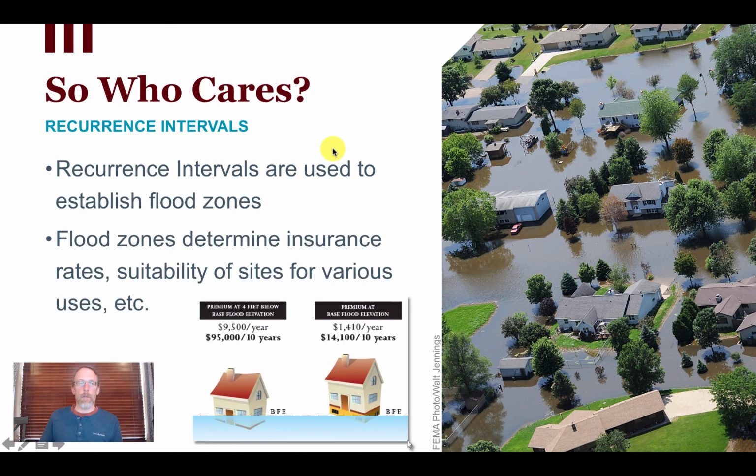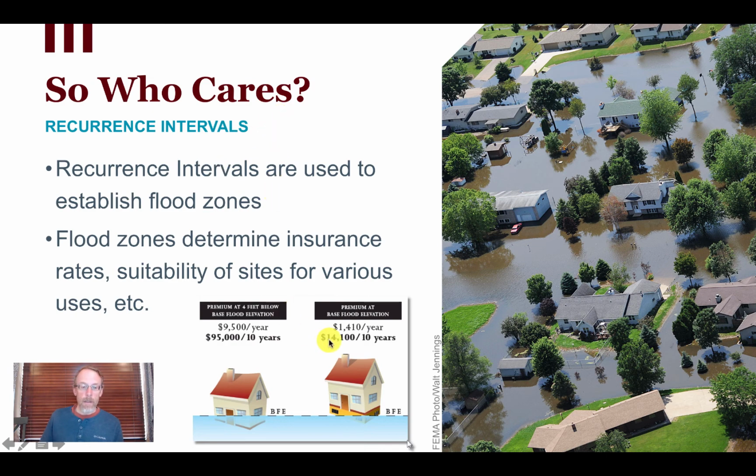Okay, so who cares about all this? About recurrence intervals and all these things? Well, I know you've heard these things in the news. Today's not the first day you've ever heard of a 100-year flood. But these are used for a lot of things, including determining flood zone boundaries, which govern insurance rates, the suitability of sites for various uses, planning and zoning decisions, and so forth. And building in the floodplain can be really expensive in terms of insuring the house.